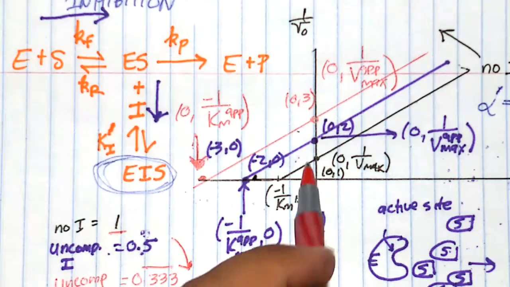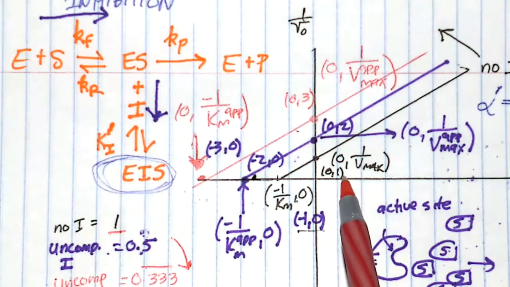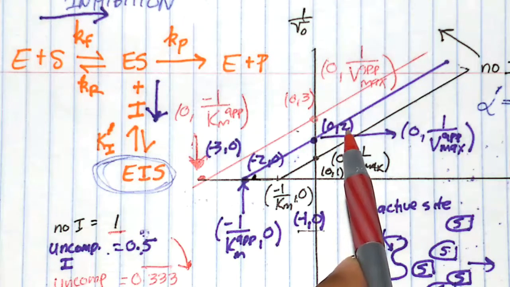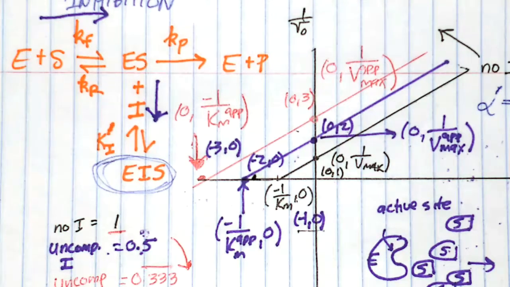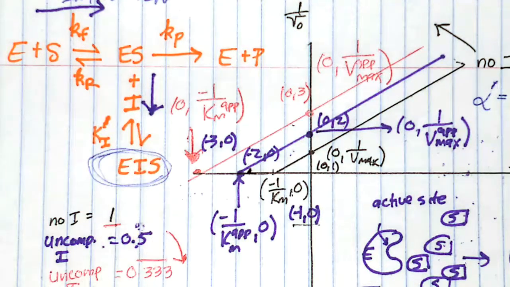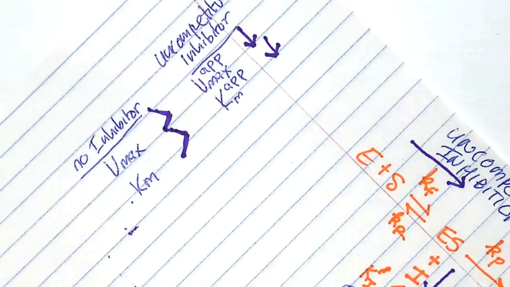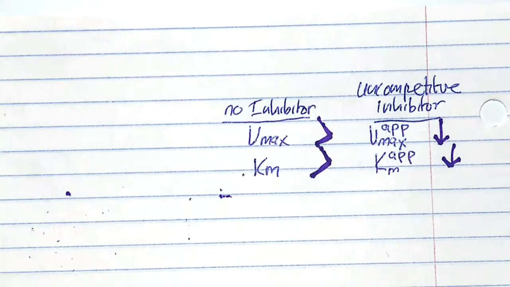If you take the negative reciprocal of that, the negative reciprocal of 1 over Vmax is 1. The negative reciprocal of 2 is 1/2. The negative reciprocal of 3 is 1/3. So you can see your apparent Vmax has also gone down. Sometimes it helps just to put in mock xy coordinates here and then take the reciprocal of them, in case this seems confusing. So in an uncompetitive inhibitor, the apparent Vmax goes down and the apparent Km goes down.